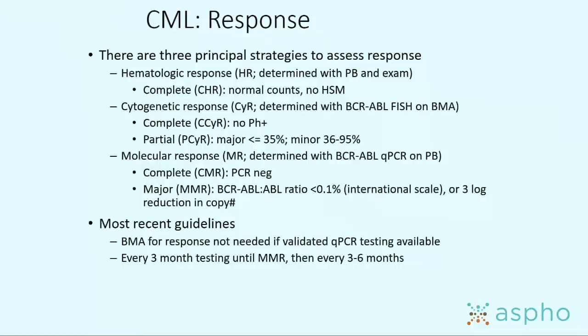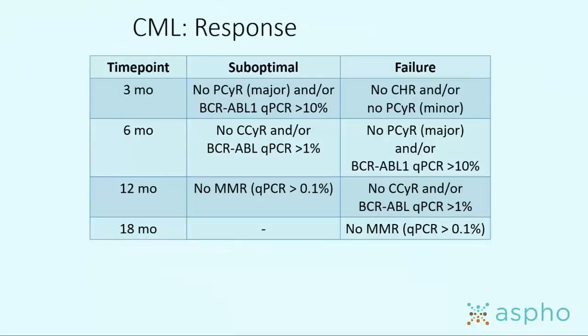All right, so the most recent guidelines have us doing bone marrow aspirates for response never, which is good, and doing testing every three months until you reach a major molecular response, then every 3 to 6 months thereafter. You don't have to memorize what is a suboptimal response or a failure of response because it's on this table. At various time points, we have defined what is a suboptimal pace of response and what is a frank failure, and this is what would indicate a change to a different tyrosine kinase inhibitor and/or proceeding towards bone marrow transplant.